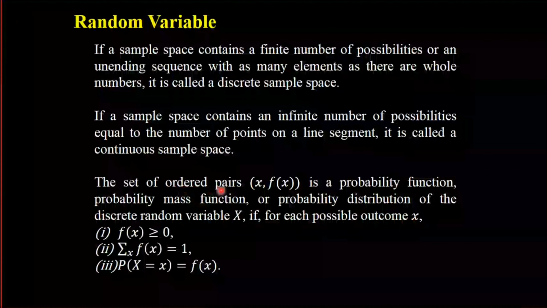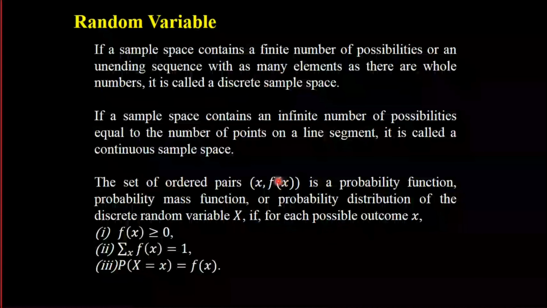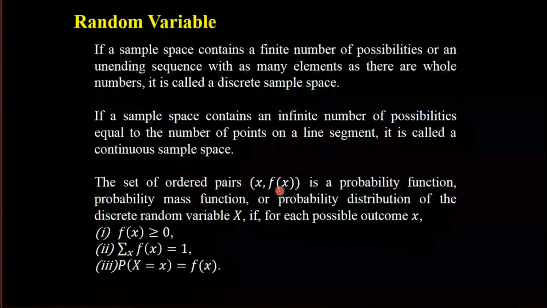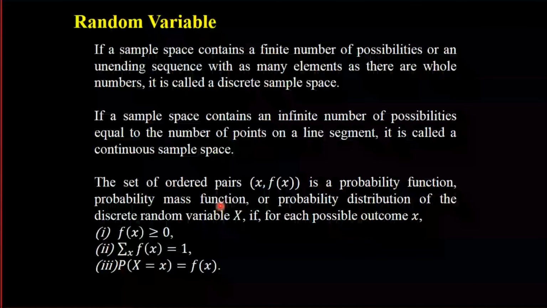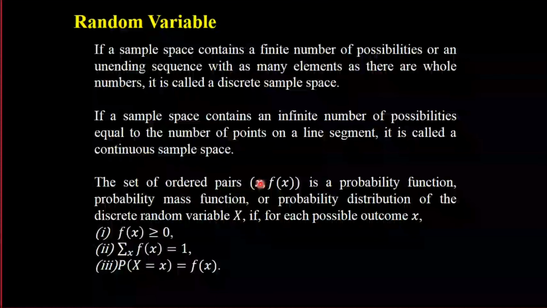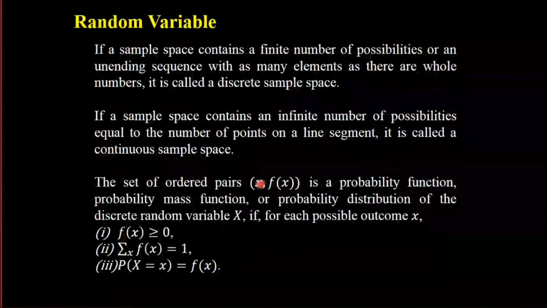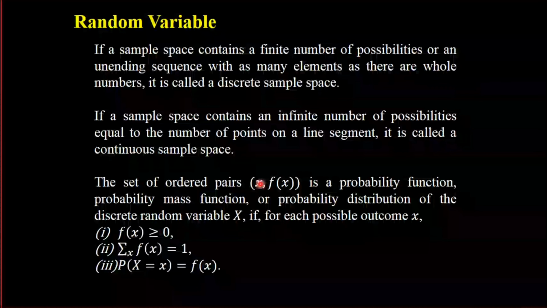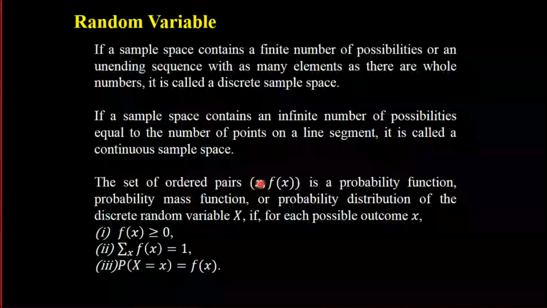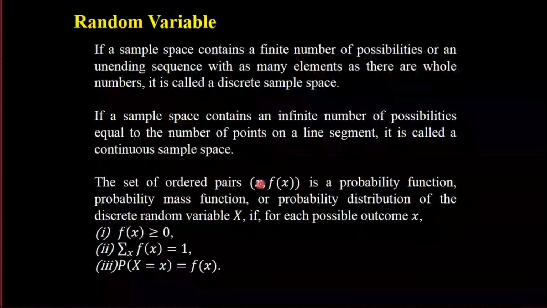So, the set of ordered pairs. Now if we have a set of ordered pairs where x is an element and f(x) is the function of that element, it is a probability function or probability mass function. Here x means, like, tossing two coins and getting only one head. The number of favorable possibilities is 2, but the total possibilities are 4. So 2 by 4 is 0.5.